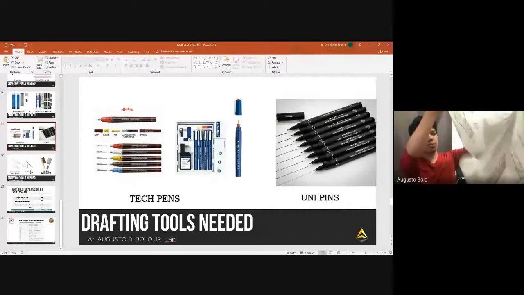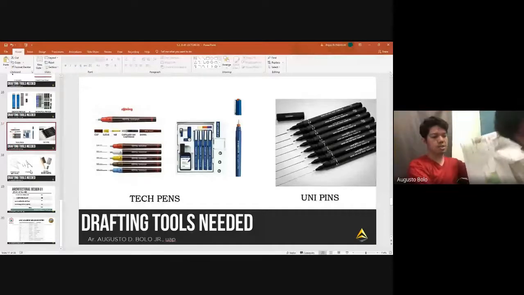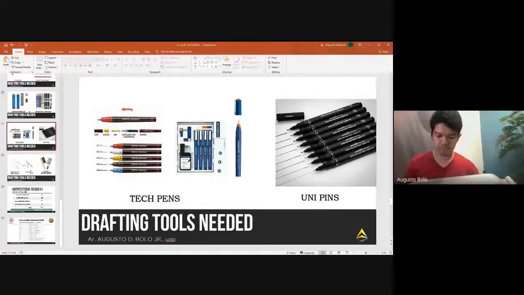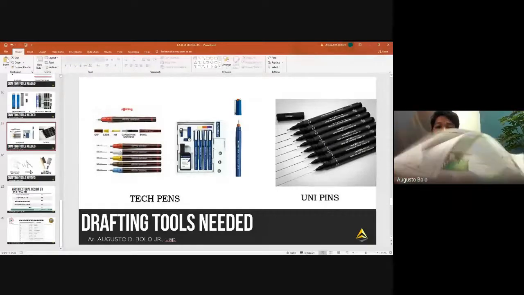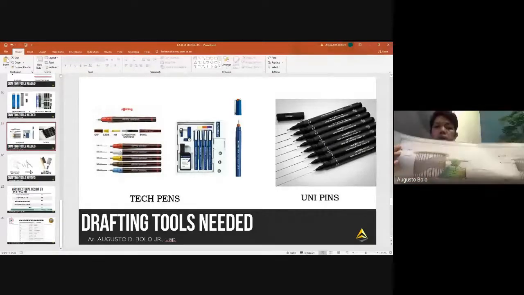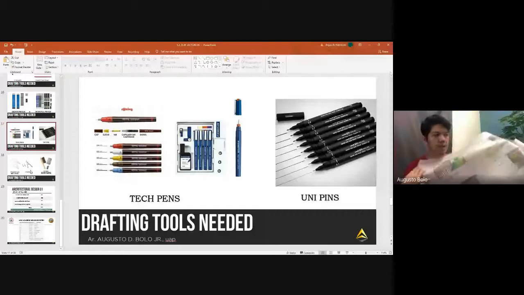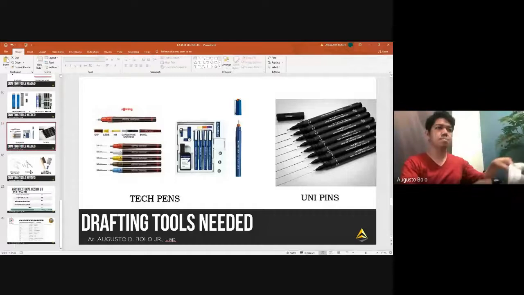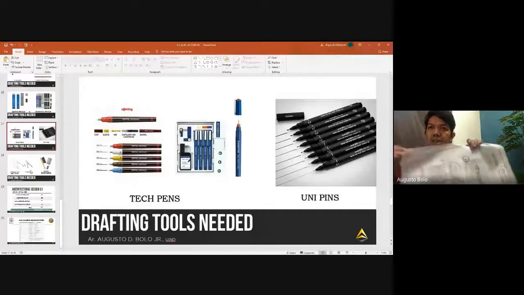This is an output of my student sa Design 2. They were able to make a drive-thru fast food. This is a restaurant, drive-thru fast food, an output being done by my lower design class. Okay? May question ba sa tracing paper?